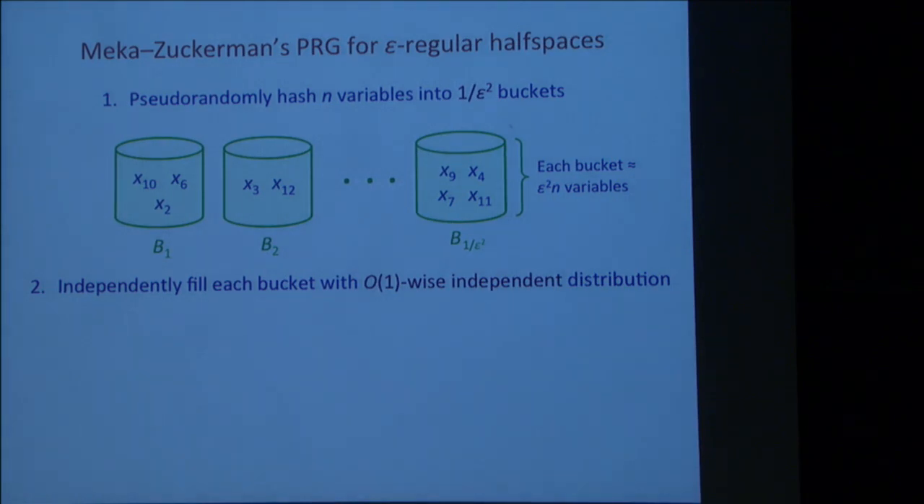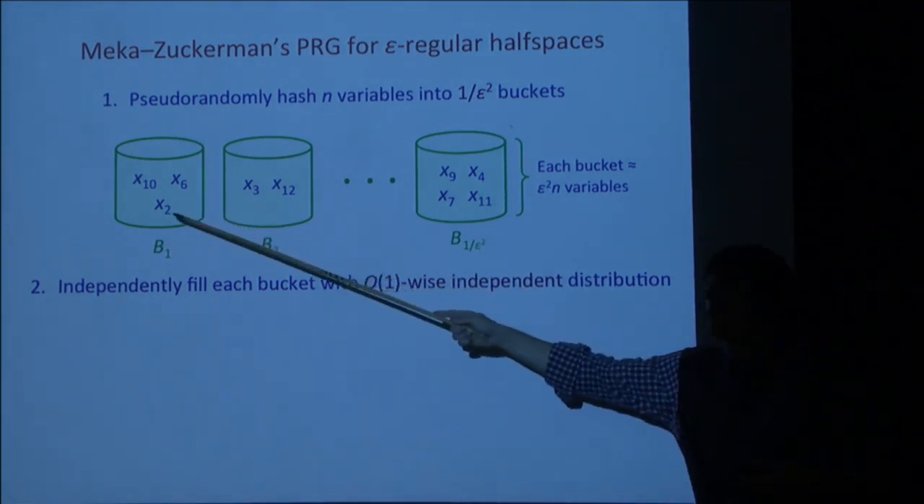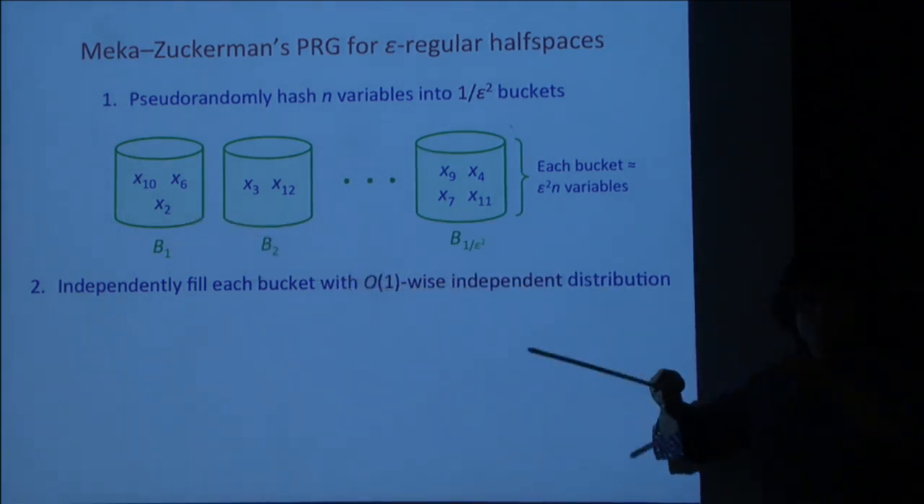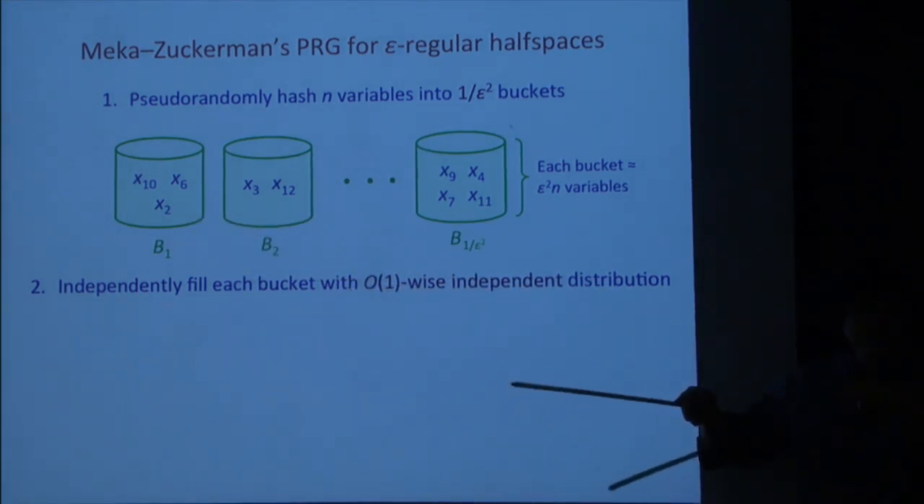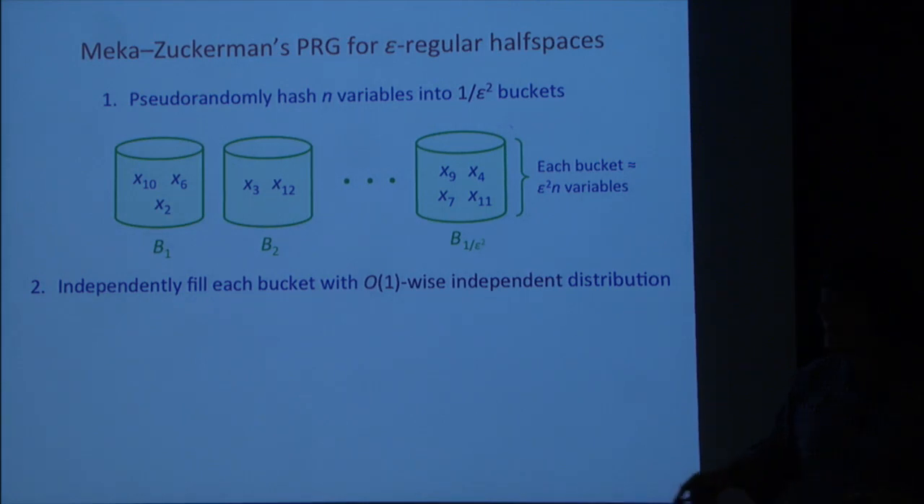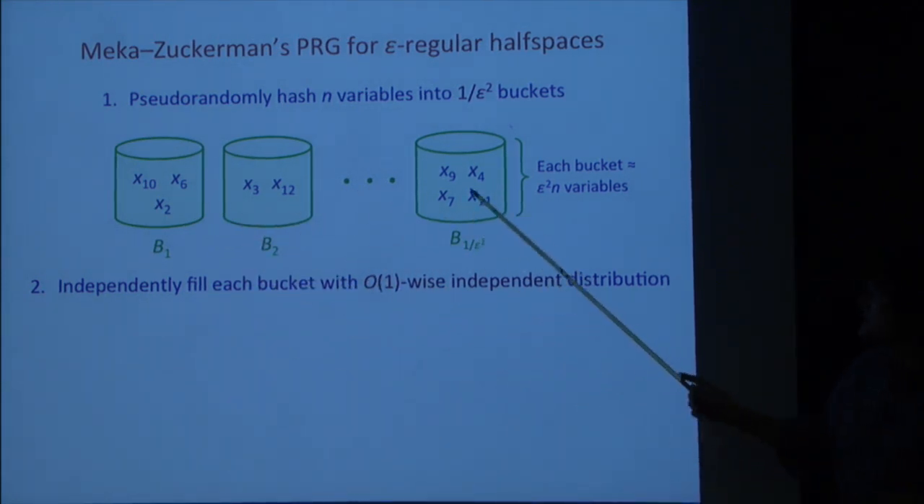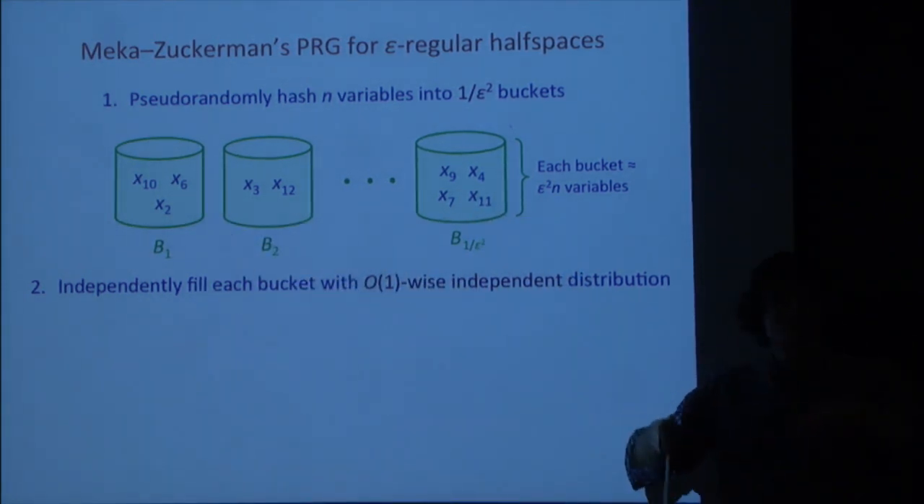The intuition is that if you have a regular linear form and you do this pseudo-random hashing, you won't end up with any bucket having a really disproportionate amount of coefficient weight in it. Think of it as each variable being associated with some amount of coefficient weight, like wi squared for that xi. And if you pseudo-randomly hash like this, no bucket will have a really disproportionate amount of weight.